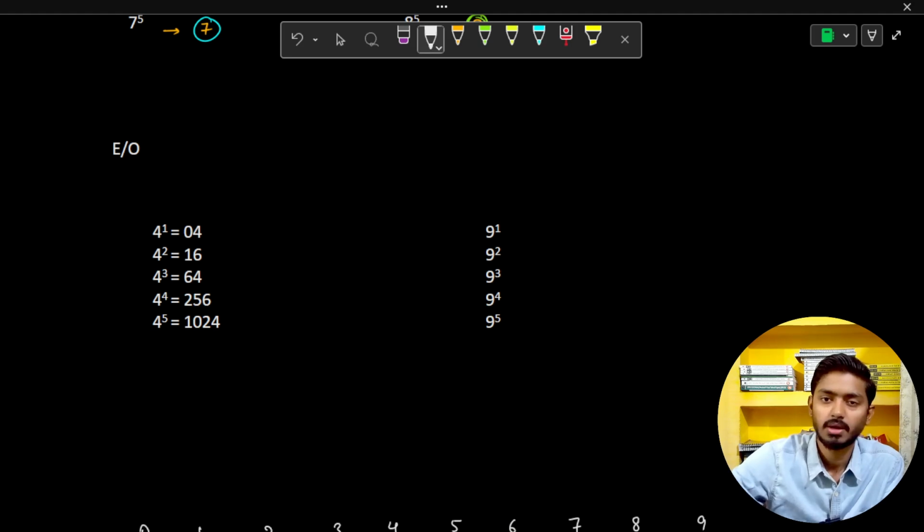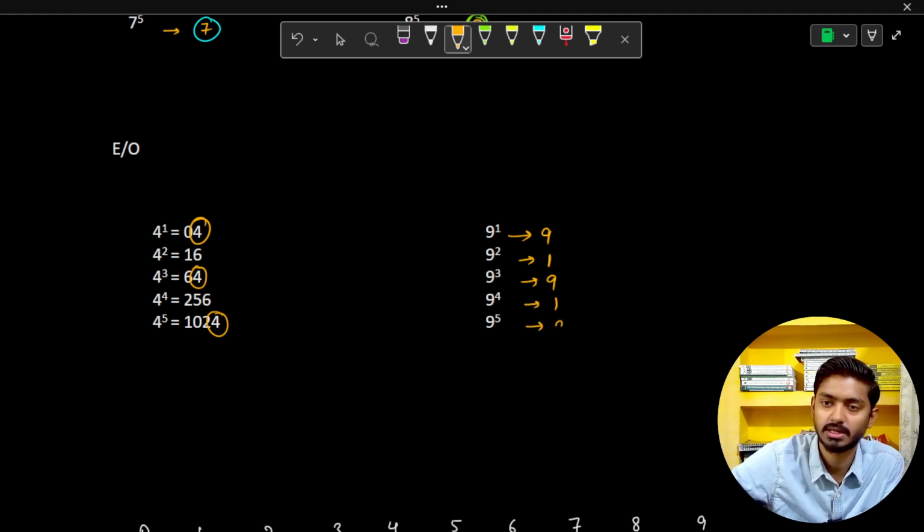Let's talk about the cyclicity of the numbers ending with, or having unit digit, 4 or 9. You can see that the cyclicity repeats at every second interval. Same goes for 9. You multiply 9 to it, again multiply 9 to it. You can see that it repeats a cycle of 2.